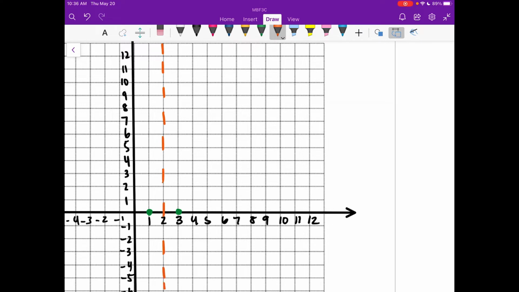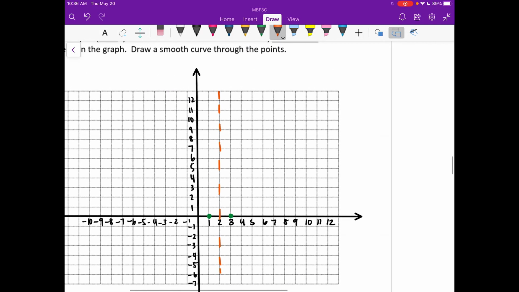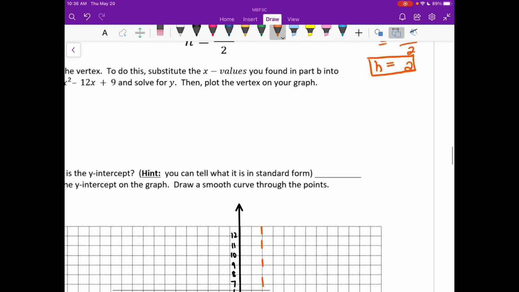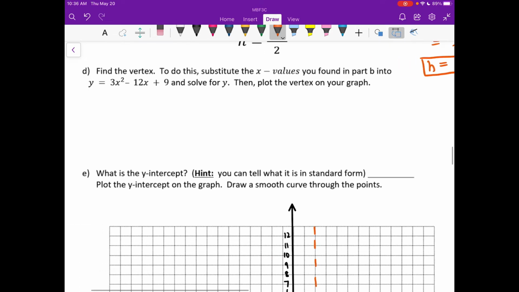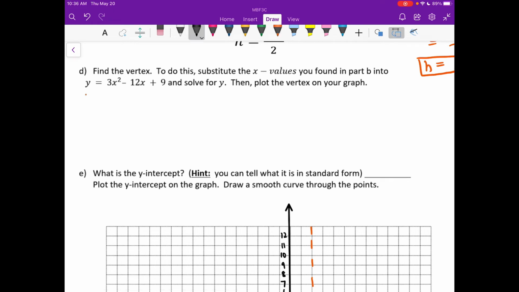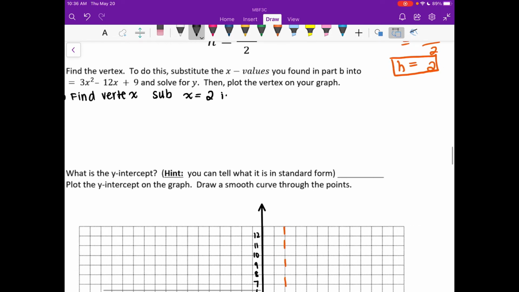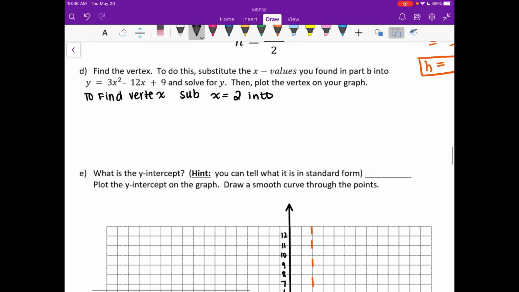That also means that my maximum has to be at x equals 2, right? So in order to find the vertex, what you do is you actually take your h value, right? So to find the vertex, sub x equals 2 into y equals 3x squared into the equation.